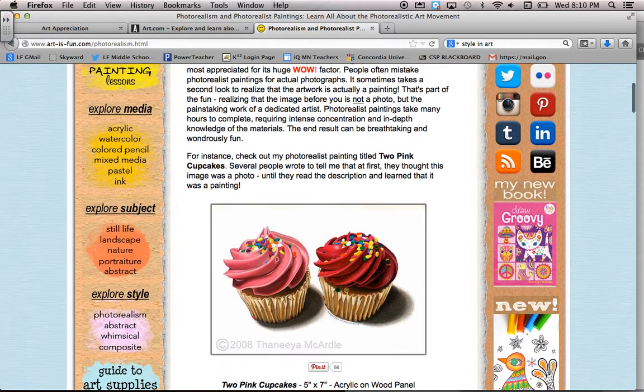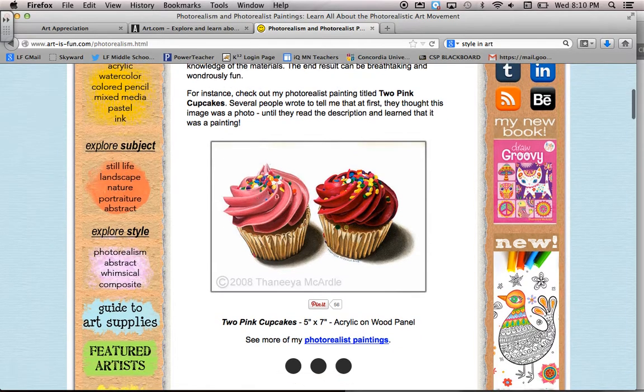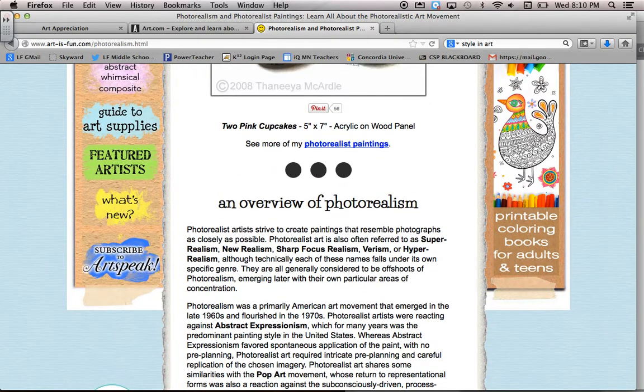If you look below here, it says, for instance, check out the photorealistic painting titled Two Pink Cupcakes. Several people wrote to tell me that at first they thought it was a photo until they realized from the description that it was a painting. So what photorealist artists do is try to make it look exactly like the image they are looking at.